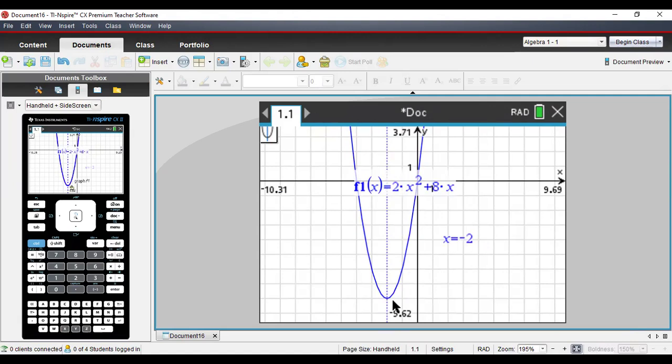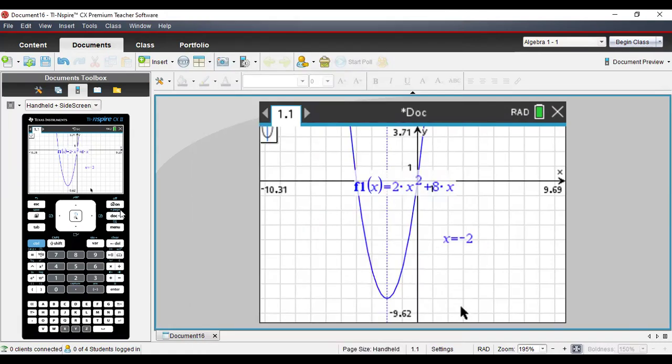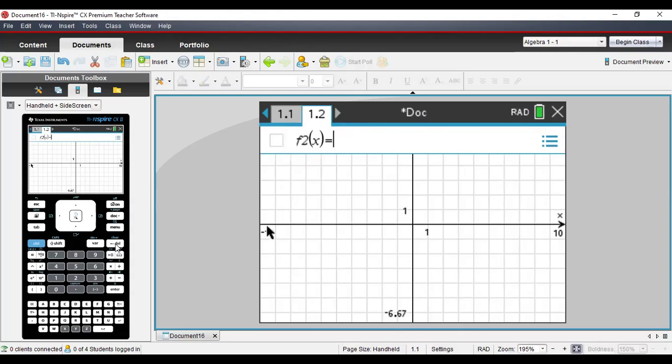So that is not the answer. We're looking for a positive 2. I hope you guys did not make a careless mistake on that. And now we're going to look at the other one. So we're going to go, let's go here, press this, and we're going to enter the second one.